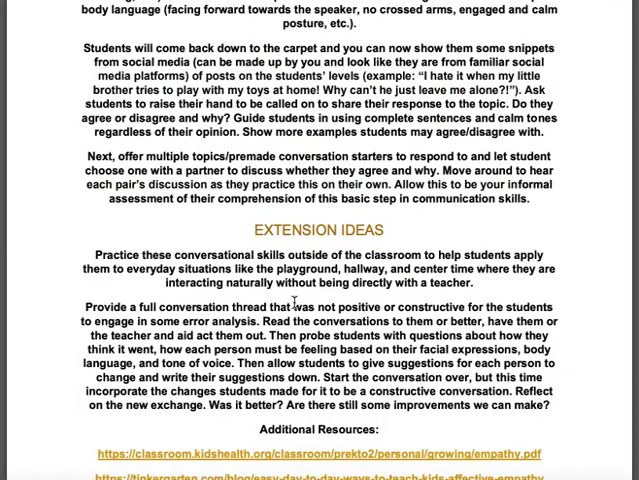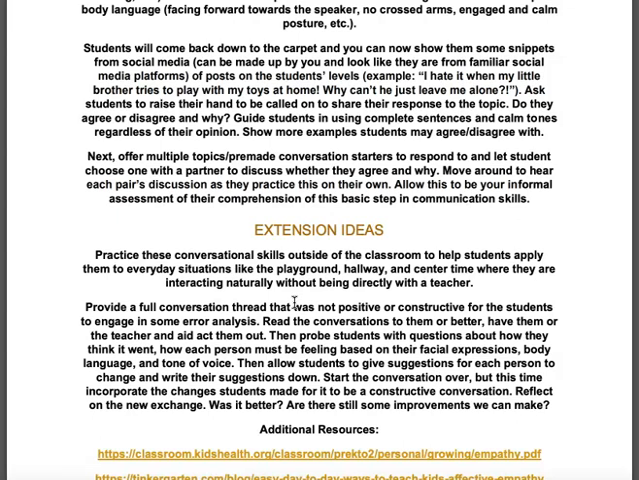Then students came back to the carpet, and I showed them little pre-made social media posts. For example, one said, "I hate it when my little brother tries to play with my toys at home. Why can't he just leave me alone?" And then I asked students to open the discussion and raise their hand to share their response to that topic. Do they agree or disagree, and why?